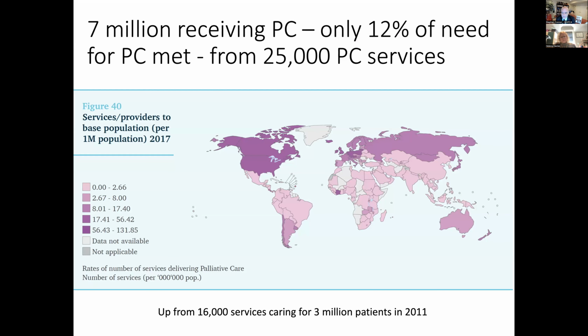So back in 2011, when we published the first Atlas, we had estimated, based on the surveys of members around the world, that there were about 16,000 palliative care services caring for about 3 million patients. 6 years later, in 2017, when we redid the mapping of palliative care development globally, that number had increased to approximately 25,000 services serving around 7 million people. So that is some progress, but that's only about 12% of the need if you're looking at around 60 million people needing palliative care. And that need is going to continue to increase each year as the population ages.